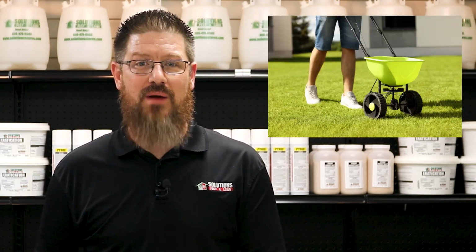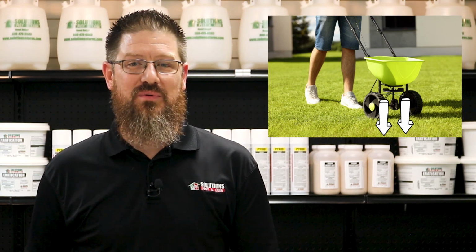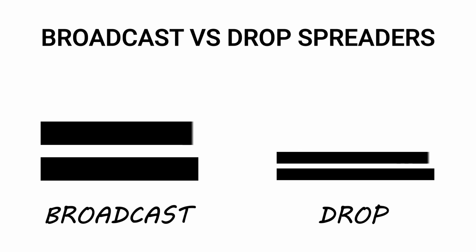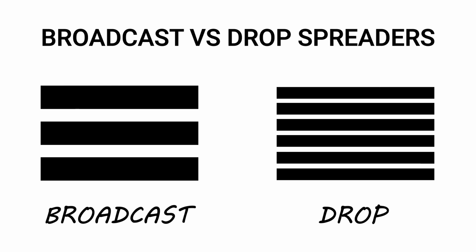A drop spreader is similar to a broadcast spreader, but instead drops the product below the hopper instead of flinging the product out. Drop spreaders are best suited for precision applications and are better for smaller yards with few obstacles. It also minimizes wind drift. The downside to drop spreaders is that it will take longer to treat a larger yard, and there's a bigger chance to over-apply or have a spotty application if the spreader is not properly calibrated.